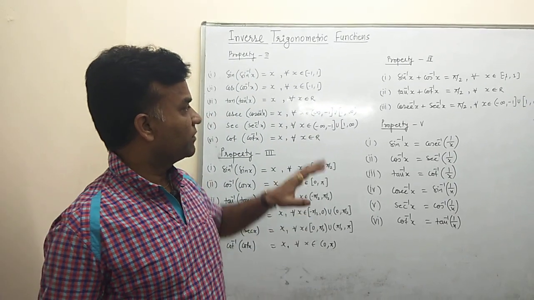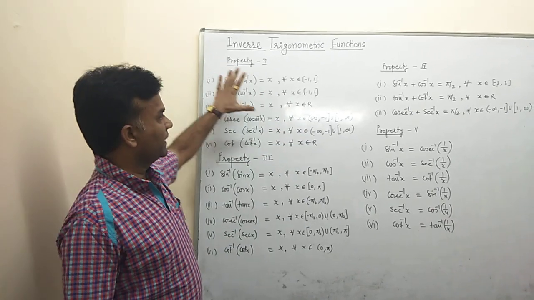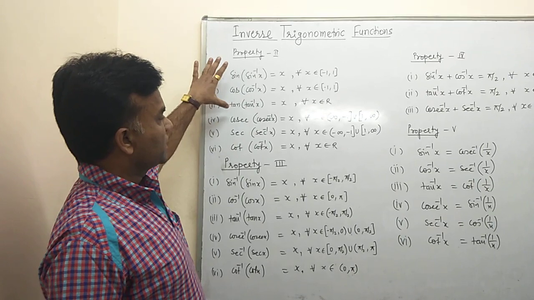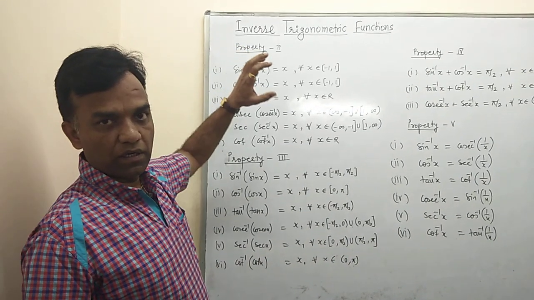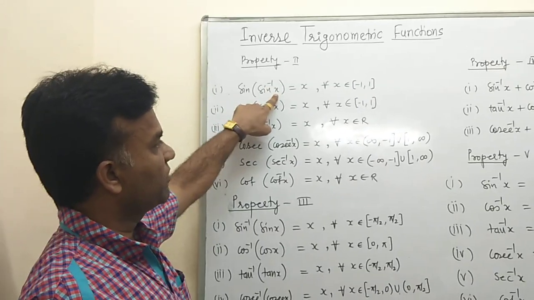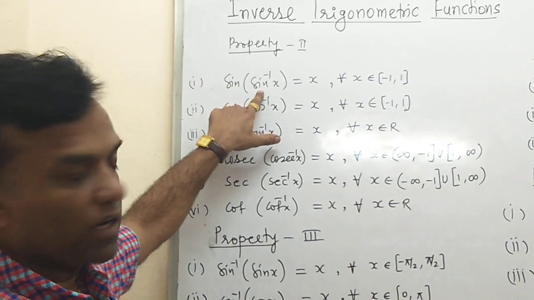So today we discuss the properties, because in the previous video I also discussed property 1, but in this video we discuss all the properties. The first property was described in the previous video, and now the second property is sine of sine inverse x, which is the trigonometrical form.